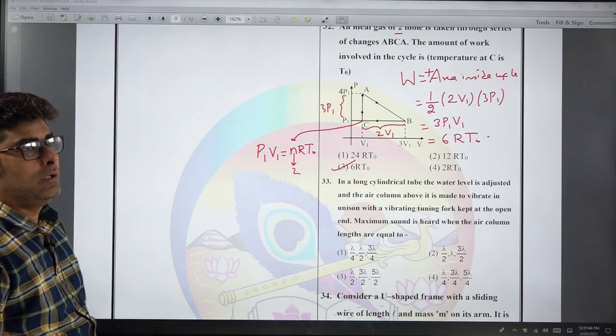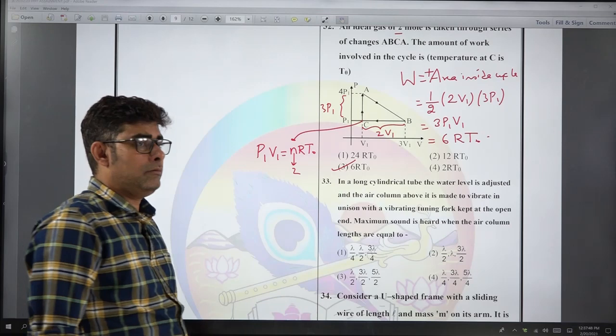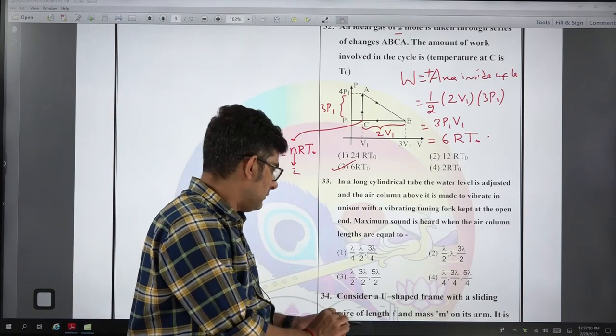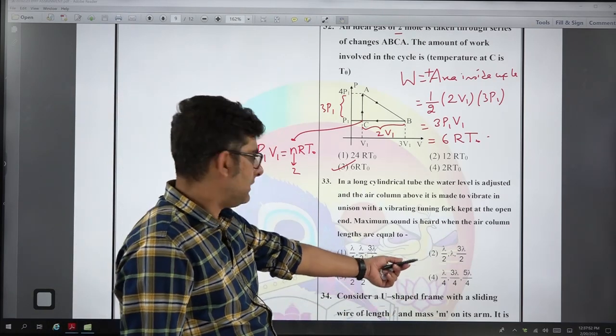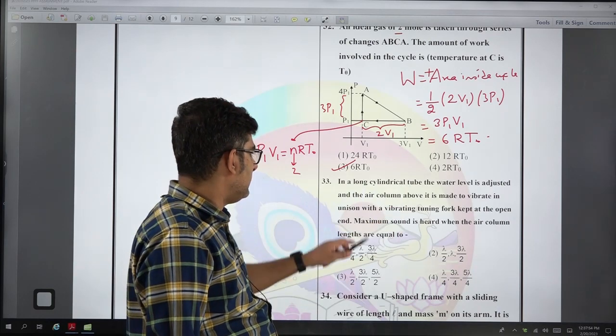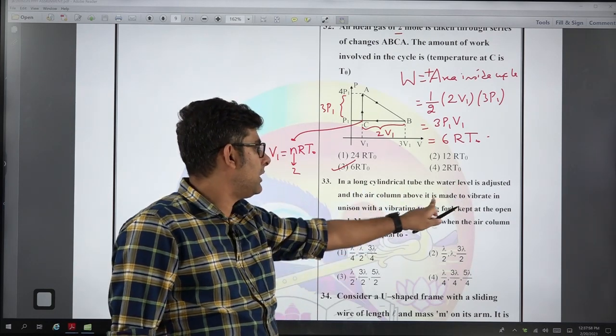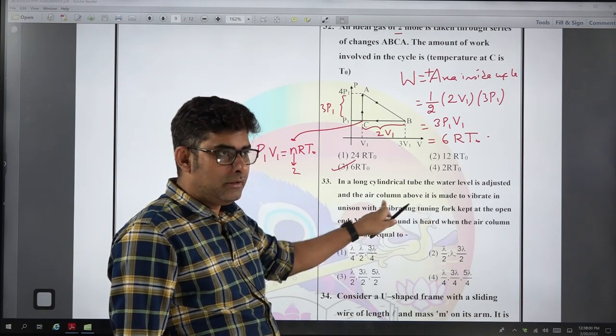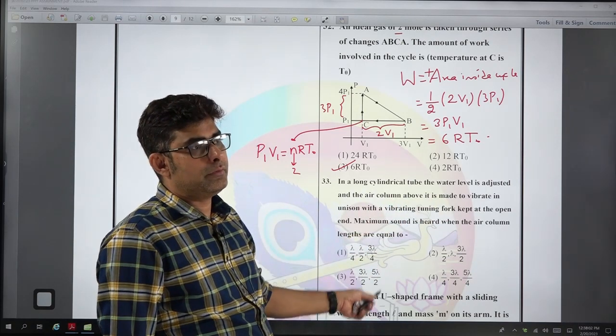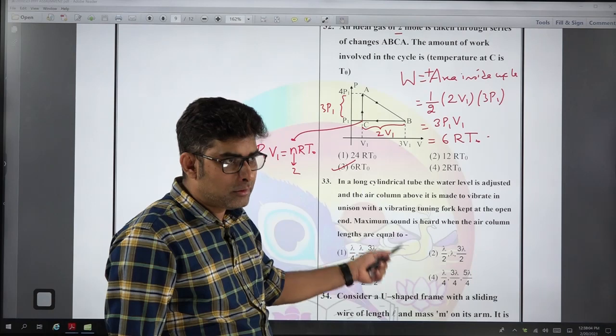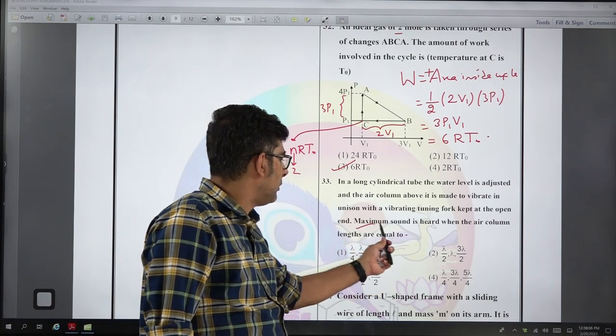Clear? 33. For 33, I will not be writing anything, this is information which we have already seen earlier. A long cylindrical tube in which water level is adjusted and the air column above it is made to vibrate. These words simply show that it is a resonance column, and in a resonance column they are asking about maximum sound.